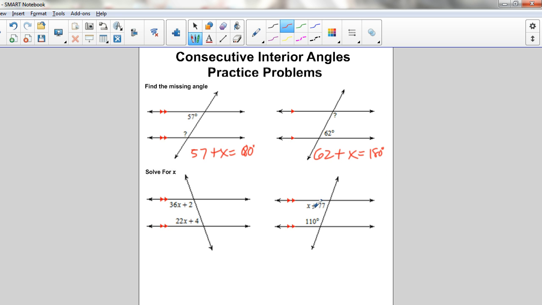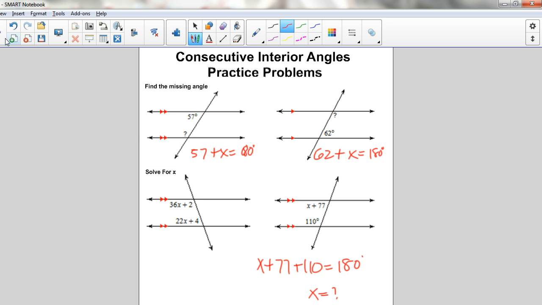And more of the same. These two together, 77 plus 110 degrees, together those amounts should be equal to 180. Okay, so you can figure out what x is. Remember, the x is the value, it's not the angle. And the same thing, this one plus that should equal 180.